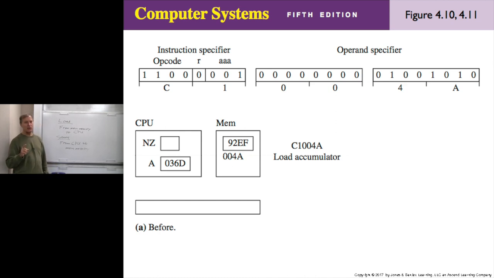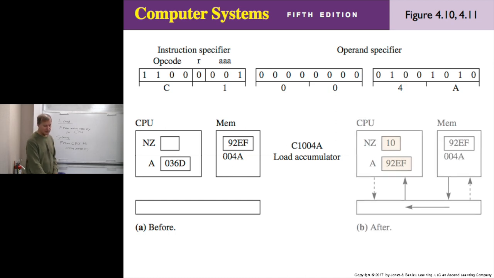So can you predict what is going to be the state of the computer after we execute this instruction? Come on. What's it going to look like? Come on. Time's a wasting. Yeah, what's going to happen is the contents of the accumulator is going to get wiped out and replaced with what? The contents of memory at location 004A.